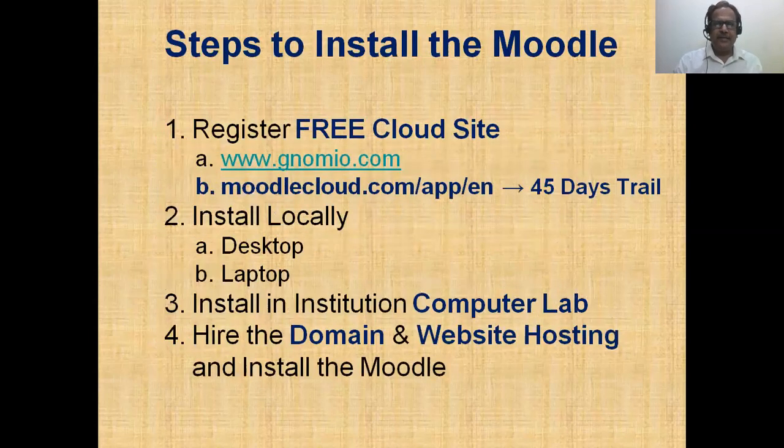So there are different ways we can install and use Moodle. First and foremost, one of the easiest methods is you can register with genomio.com cloud, or you can go to moodlecloud.com where a 45 days trial is available. Alternately, you can install Moodle locally on a desktop or laptop, you can install Moodle in the institutional computer lab, and it can be hosted on a website also.